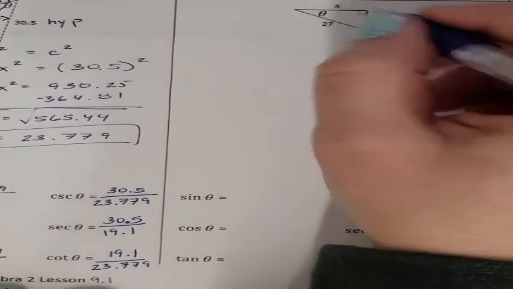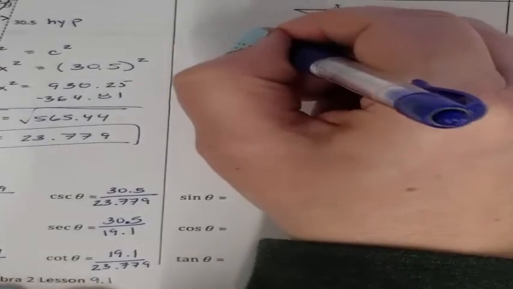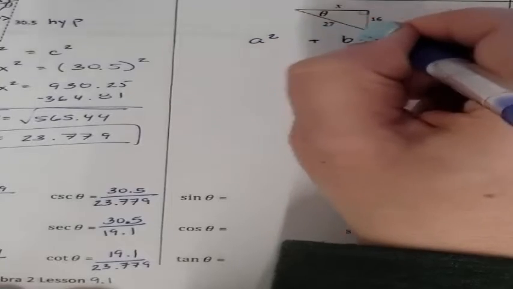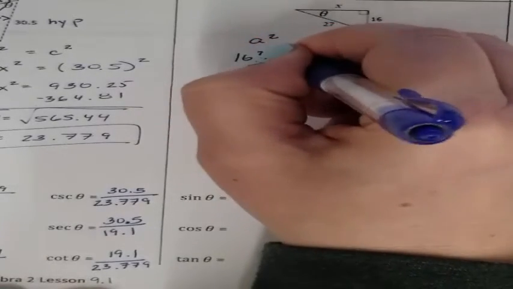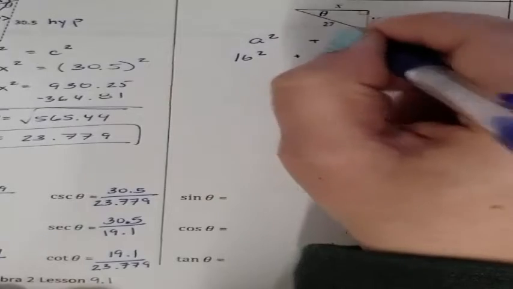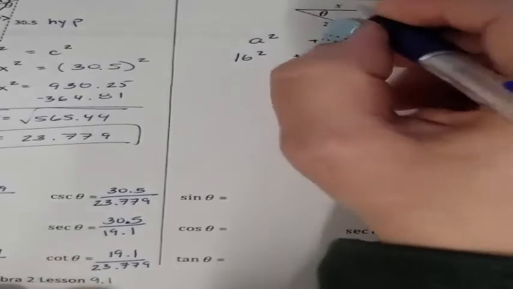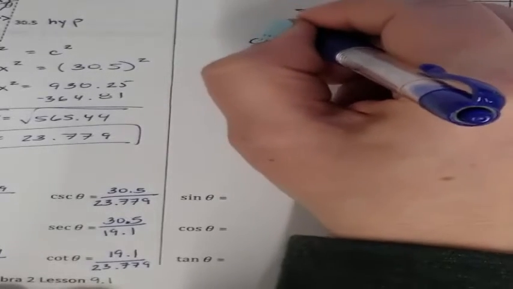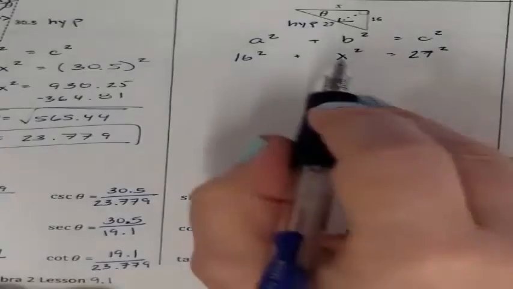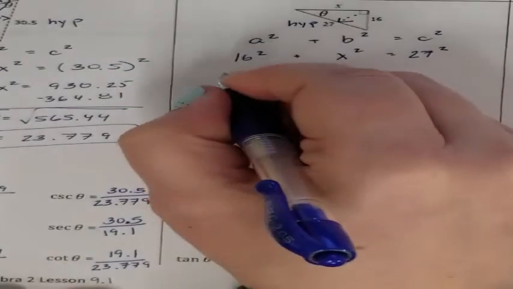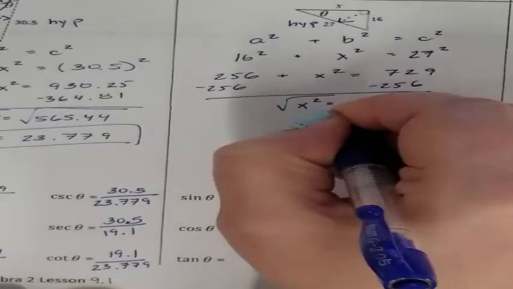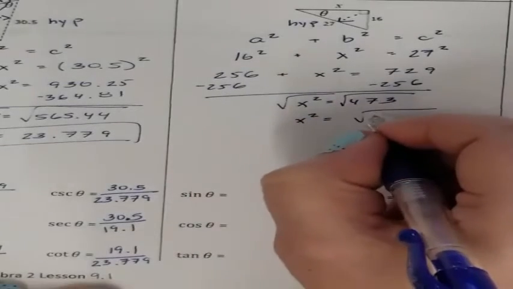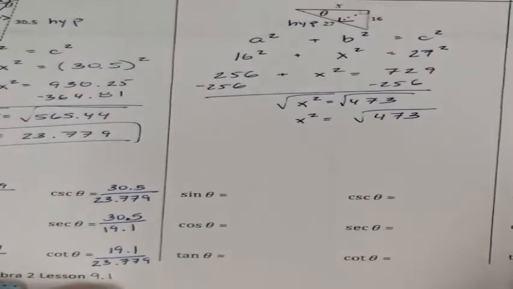I know 2 of my 3 sides on my right triangle. So that means I have a squared plus b squared equals c squared. So I know one leg. I do not know the other leg. And I do know the hypotenuse, because the hypotenuse is always immediately across from the 90 degree angle. Let's go ahead and solve for the missing value. So this is the square root of 473.